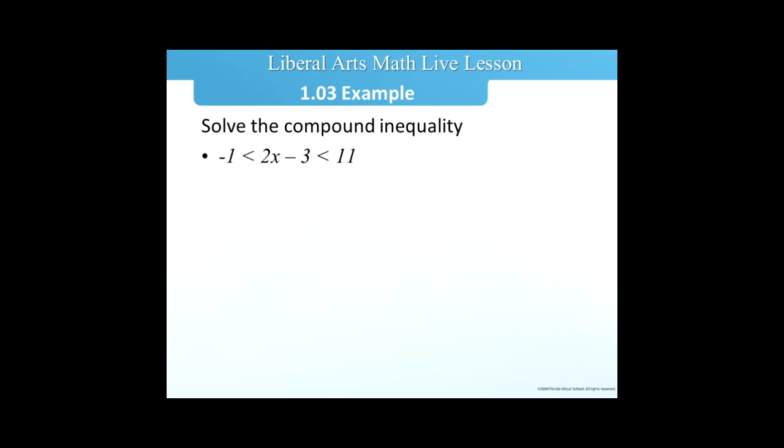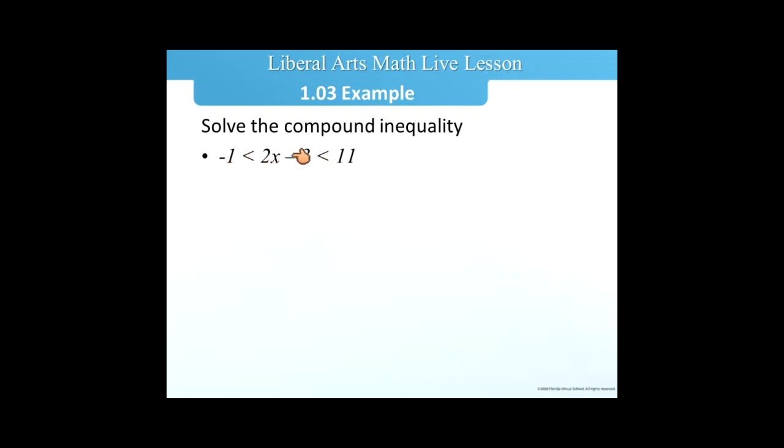Okay, still dealing with 1.03. This is what we call a compound inequality. Here we have 2x minus 3 in the middle. We have three sides to this inequality. We have -1, 2x minus 3 in the middle, and then 11 to the right. Whatever we do in the middle, we're going to do to the left and to the right.